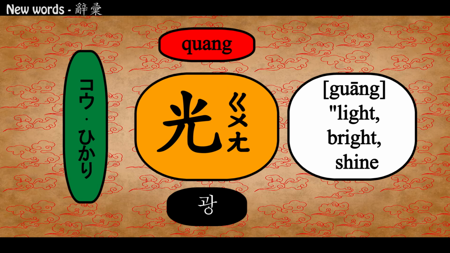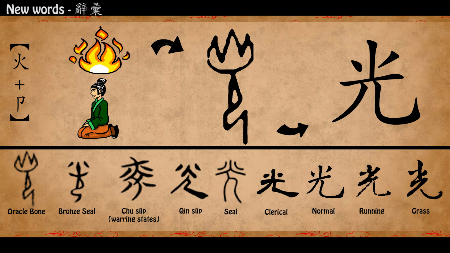Guang, light, bright, shine. From huo, fire, over a drawing of a man kneeling, someone whose face is lit up by the light of a fire. Thus, light, bright, and shine.